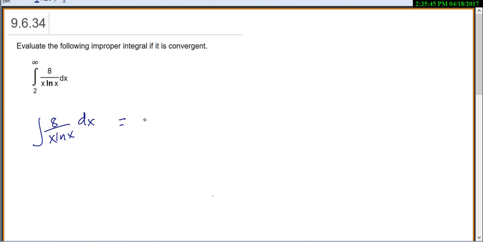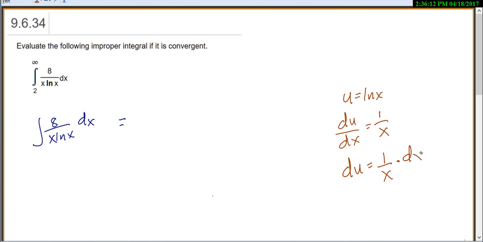Okay, let's see. When I look at this, it seems pretty complicated. But one of the things I think is, if I was to take the derivative of natural log of x, I'll get 1 over x. So that seems like maybe I should do u substitution. So I'm going to do a u equals natural log of x. And then the derivative of u with respect to x would be 1 over x. Or the derivative of u is 1 over x times dx.